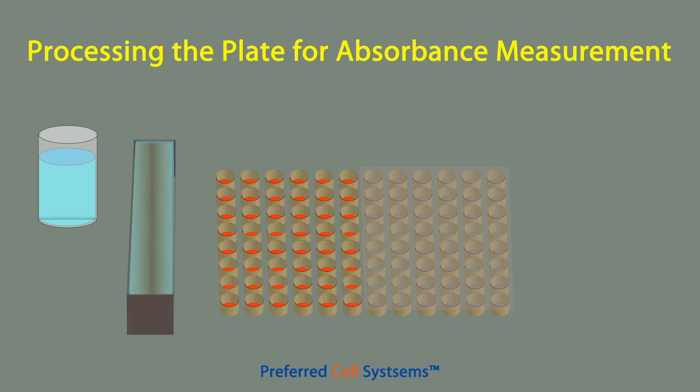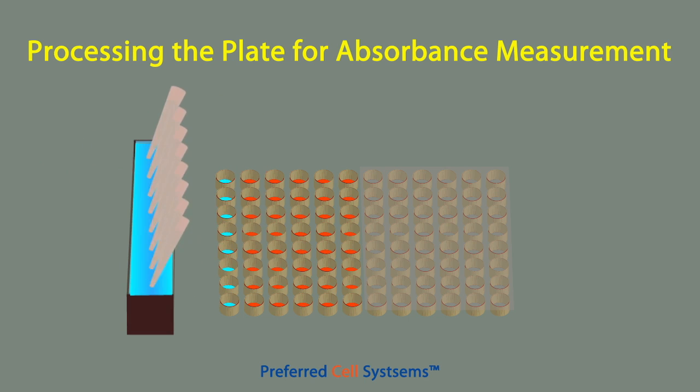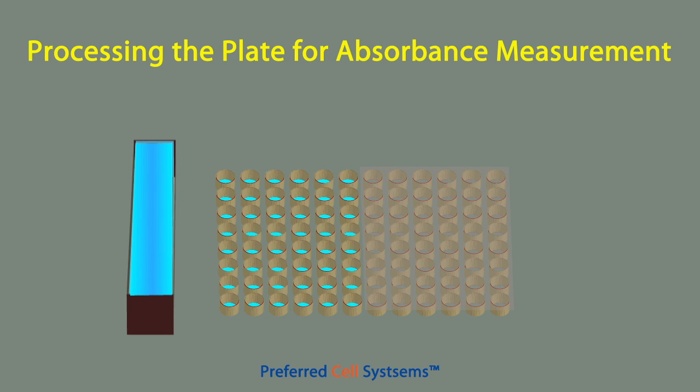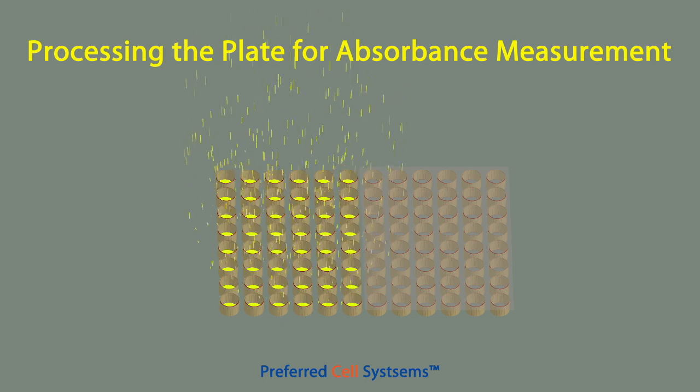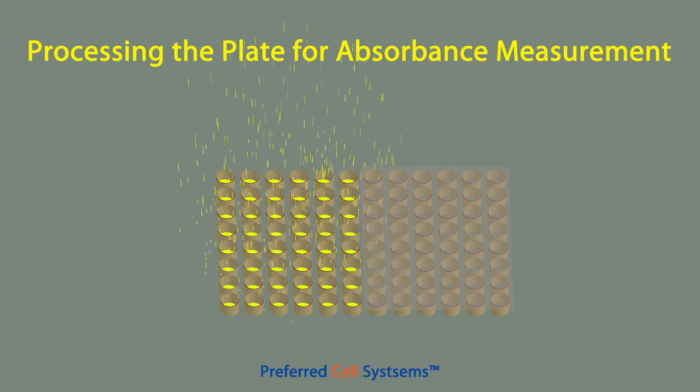Now pour the MTS reagent into the reagent reservoir. Using a multi-channel pipette, dispense 20 microliters of the reagent into each well and mix gently by pipetting, making sure no bubbles are produced. Transfer the plate back to the 37 degrees Celsius incubator. The absorbance signal will start to develop after about 1 hour as a yellow color in the wells. The signal should reach a maximum after 4 hours. Usually a 3-hour incubation is sufficient.